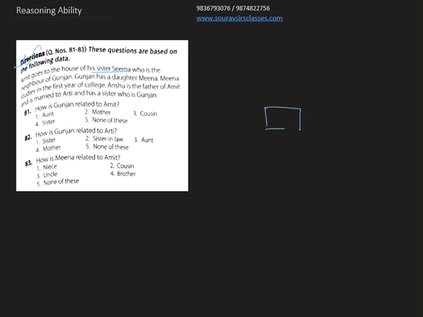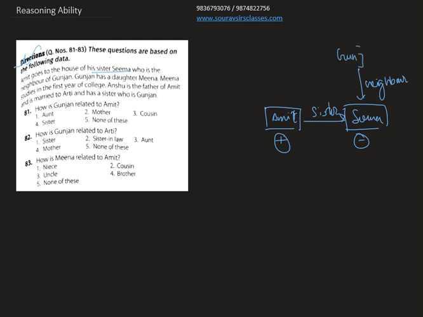First of all, Amit goes to the house of his sister Seema. So Seema is sister. We use negative signs for girls or for ladies, and for gents we use the positive character. Now Seema, who is the neighbor of Gunjan? Seema is neighbor of Gunjan.